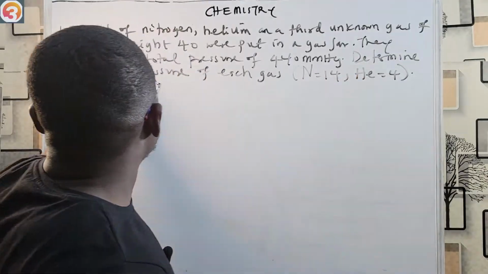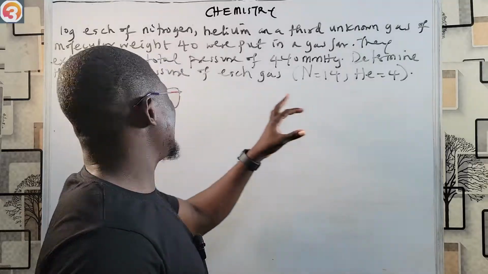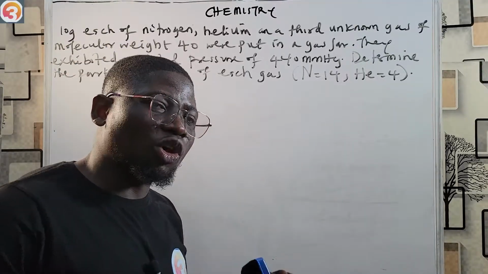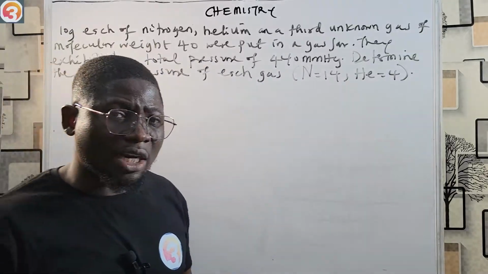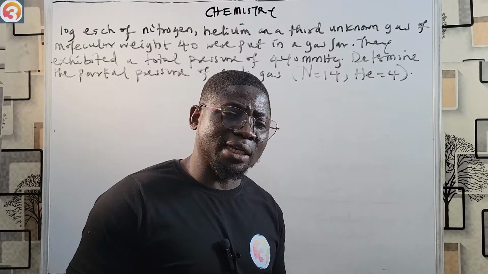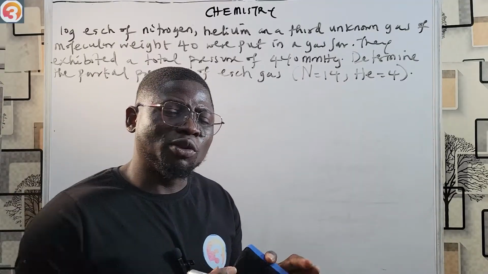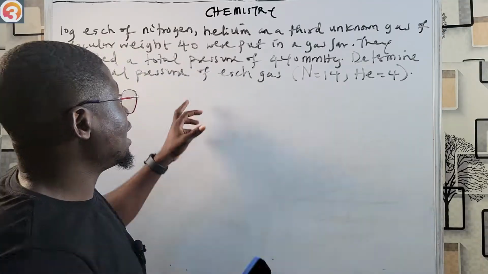Now they exhibited a total pressure of 440 millimeter mercury, and we have to determine the partial pressure of each gas. We're looking for the partial pressure of each gas. We know what partial pressure is: mole fraction times total pressure. So once we know the mole fraction, we can find the partial pressure of each gas, because we know the total pressure already.